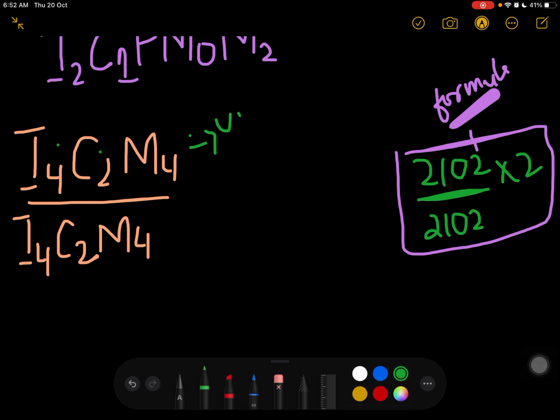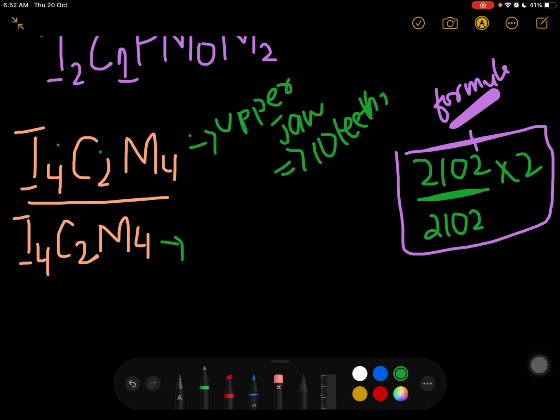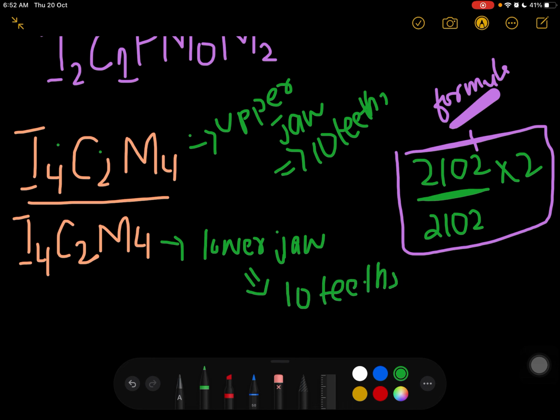So in the upper jaw there are 10 teeth, right? The upper jaw is also known as maxilla. And this is the lower jaw, which is also known as mandible, okay? So the lower jaw also contains 10 teeth, right?